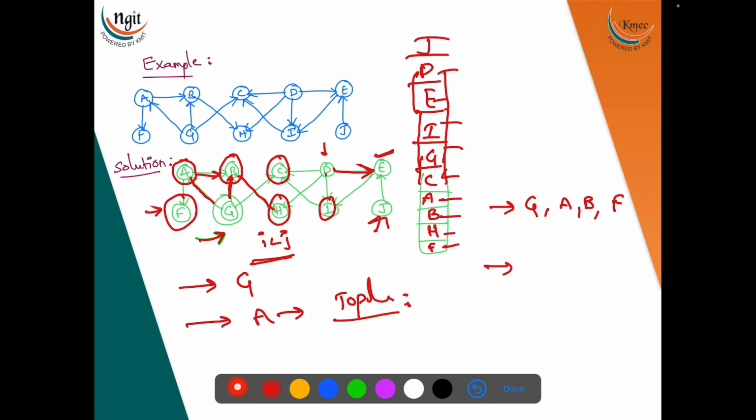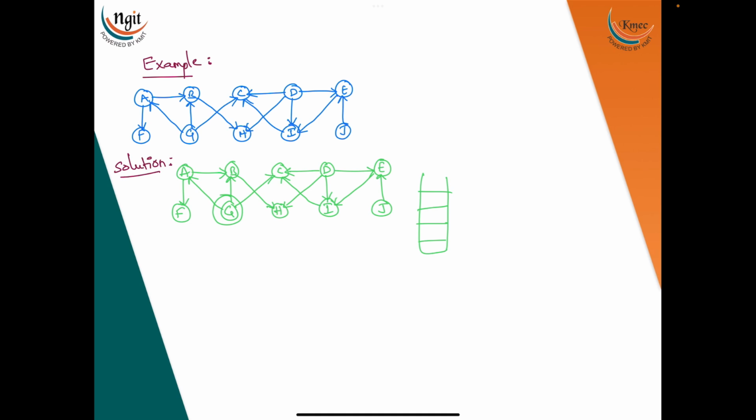So the topological ordering is: J, D, E, I, G, C, A, B, H, F. This is the topological ordering. Now we'll see the complexity of this topological ordering.